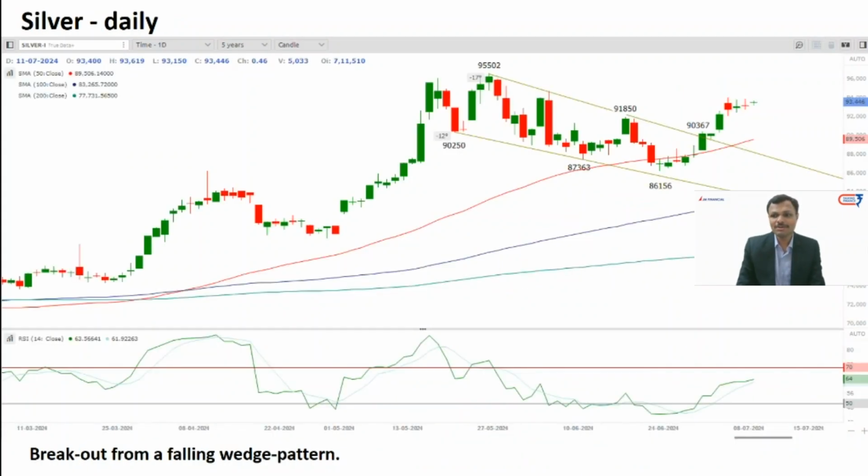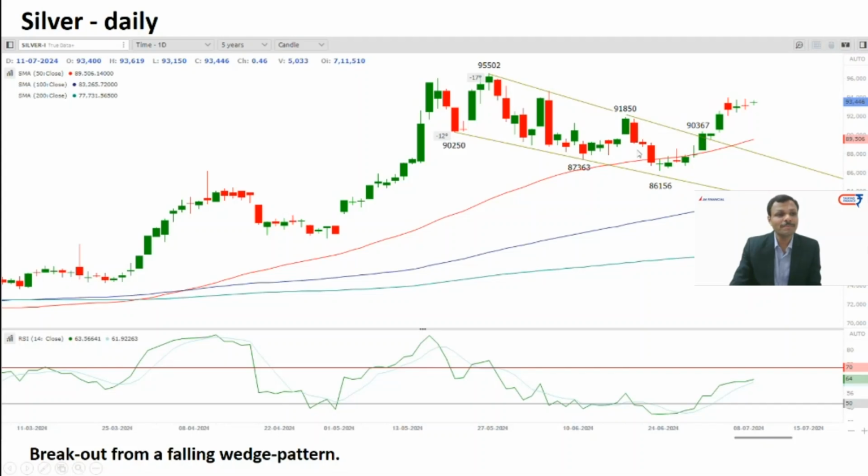Similar chart for silver as well. So the first thing we'll look at is the moving averages. Prices are trading above all its 50-day, 100-day and 200-day moving averages. RSI is placed at 64, so it's still far away from the overbought region. So the trend is looking very much on the positive side.